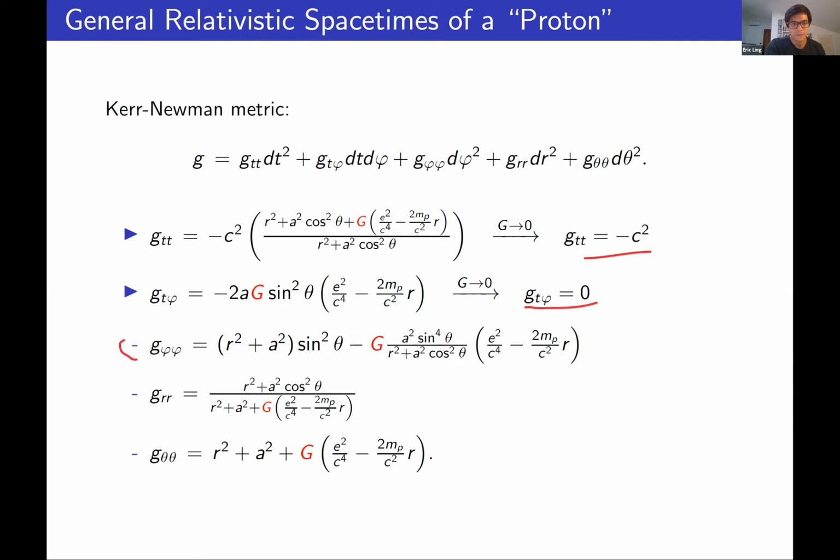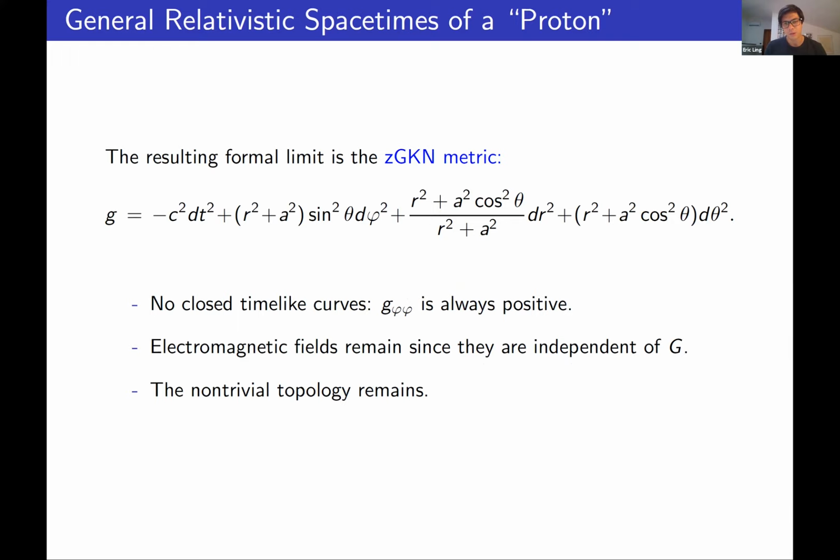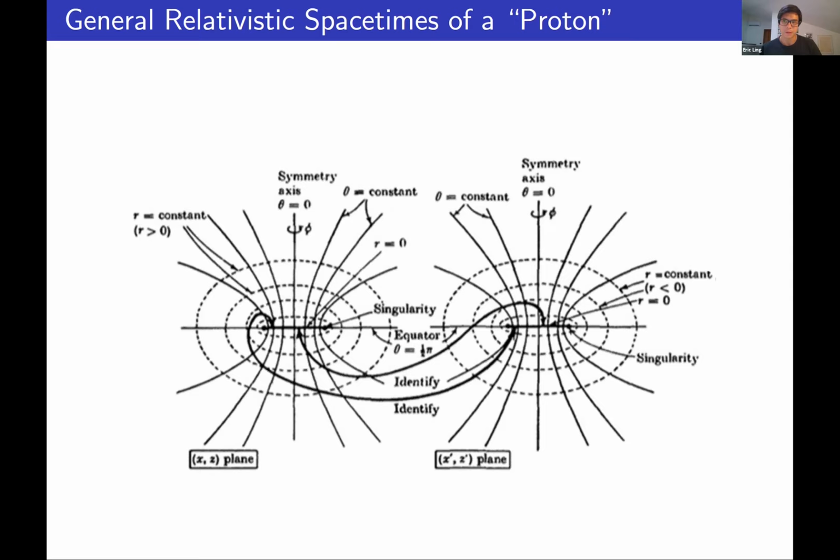When we set Newton's gravitational constant to zero, that term just dies. And then what we're left with is something positive, and so we will not have closed time-like curves in the zero gravity Kerr-Newman spacetime anymore. So the resulting formal limit is this ZGKN metric. There are no closed time-like curves because G phi phi is always positive. The electromagnetic fields remain because they are independent of Newton's gravitational constant, and the non-trivial topology remains as well. So this picture that we had for the Kerr-Newman spacetime, we also have for the zero gravity Kerr-Newman spacetime.